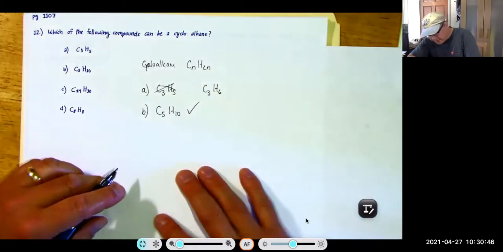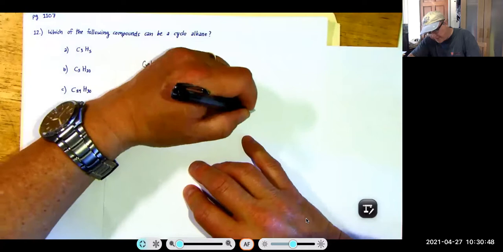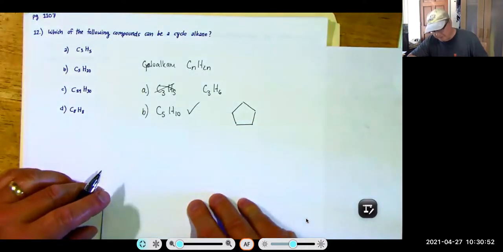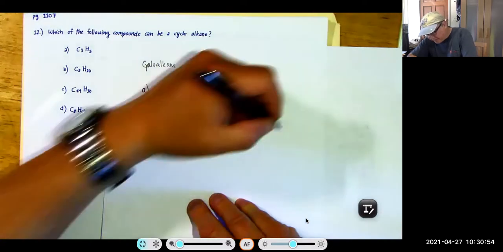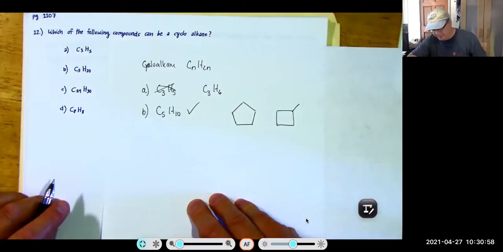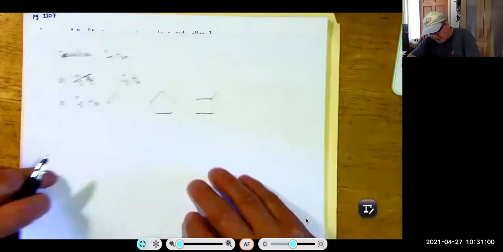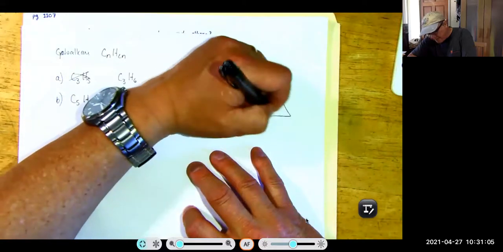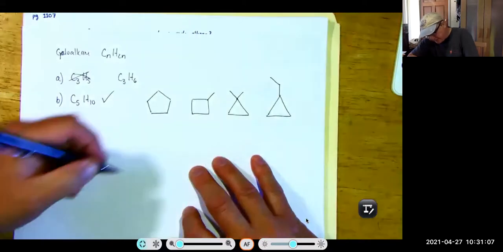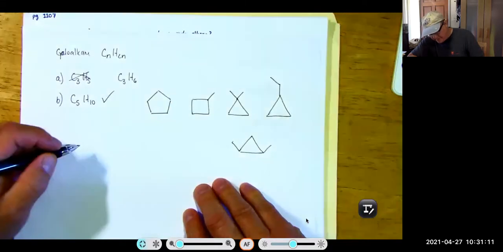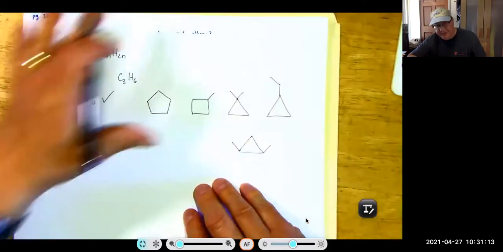And here is the perfect example of a C5H10. I call it the house. This is another example of a C5H10, and this is another, and another. All of these are C5H10s.